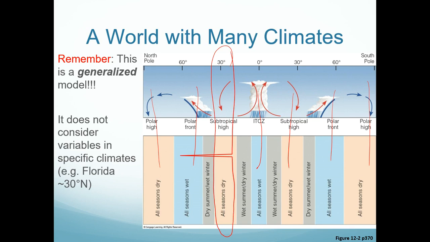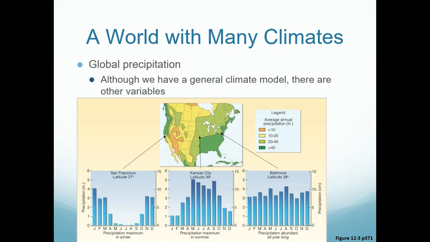Well, because you have other variables. We have the Gulf of Mexico. Really, if it weren't for the Gulf of Mexico, Florida would be a desert. But since we have the Gulf of Mexico, adding that extra variable, it isn't. And so we have to look at more than one variable to be able to distinguish one climate from another.